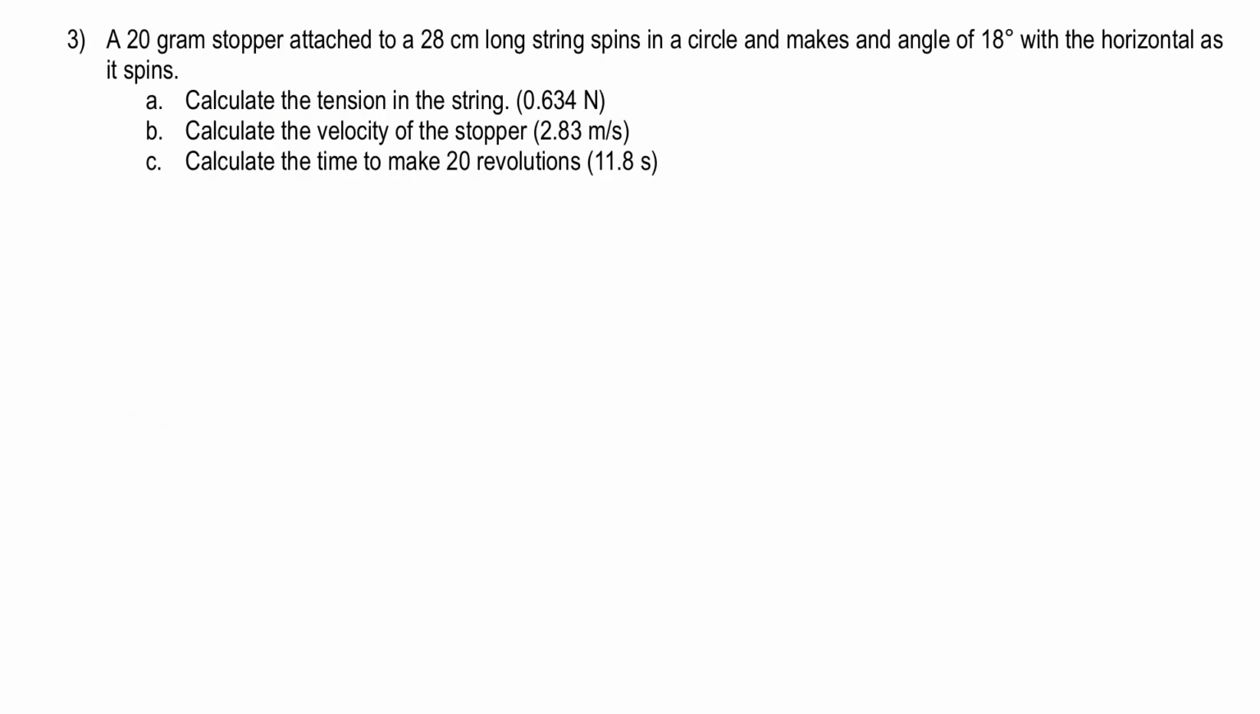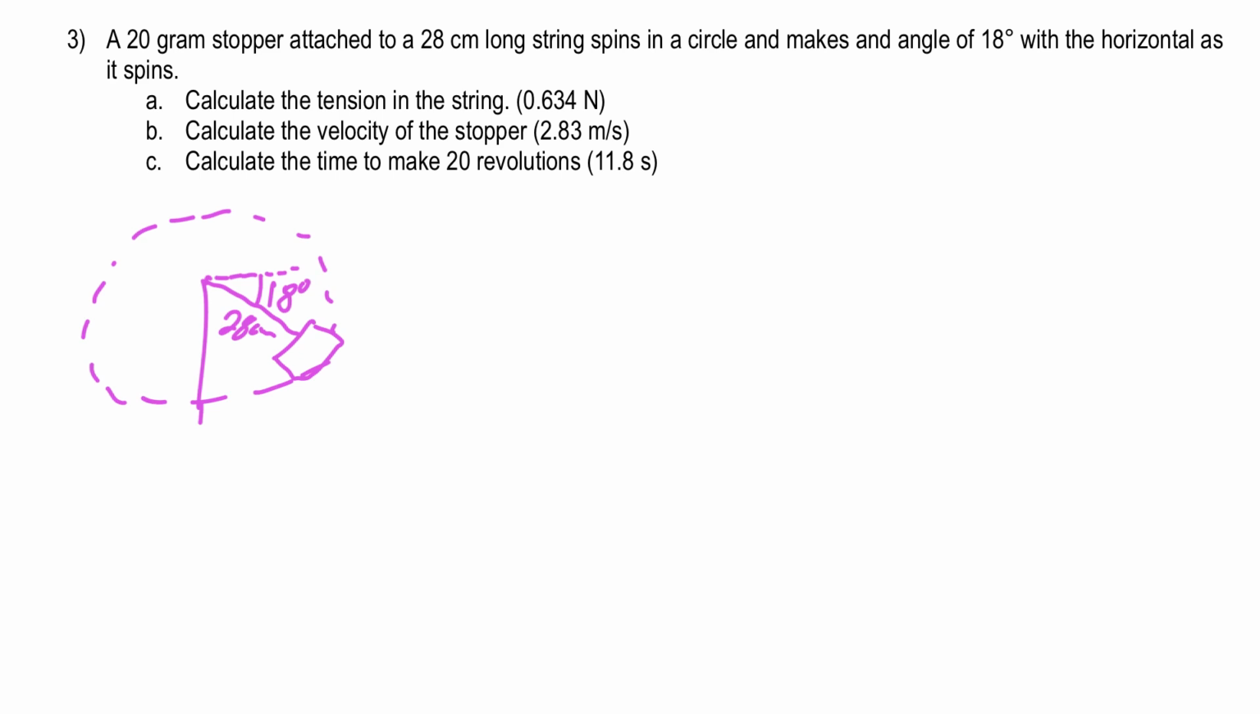All right, in this problem, we have a stopper. This is basically the lab that we did in class. We have a stopper here that's going to be spinning in a horizontal circle, but it's going to be at an angle. So it says it's at an angle of 18 degrees with the horizontal. So that's 18 degrees this way. The string length is 28 centimeters. And we're just going to solve a bunch of things.